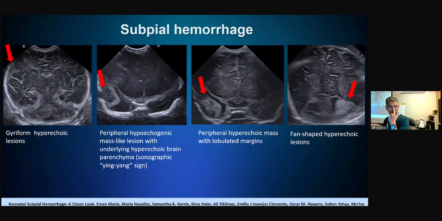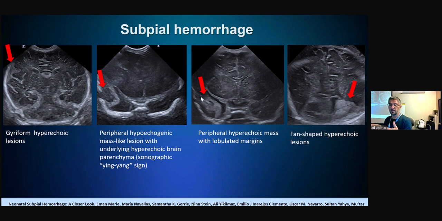And we published this last year in RSNA. They may present as a gyriform hyperechoic lesion, as you can see here. In the past, we used to call them subarachnoid, but it's actually confined hemorrhage. Sometimes the other presentation is the sonographic yin-yang appearance, as here. The periphery of the lesion is hyperechoic. Central part of the hematoma is hypoechoic, always peripheral.